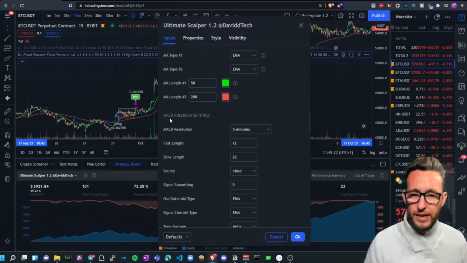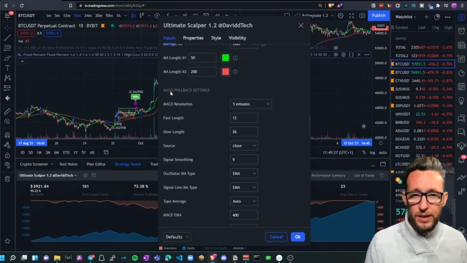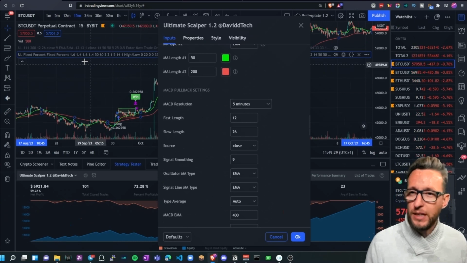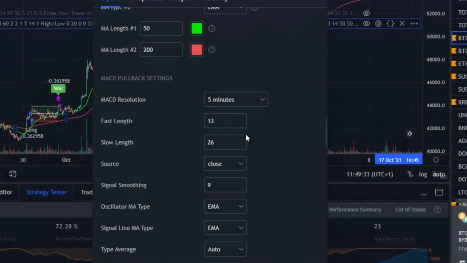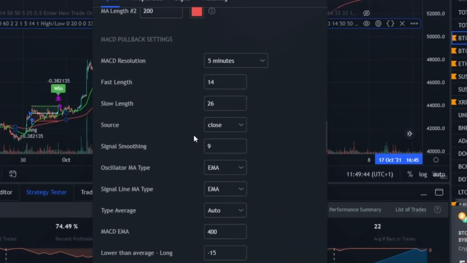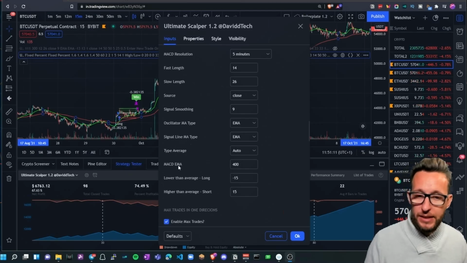Right, this is where the MACD is configured. Now the MACD is obviously looking for pullbacks, so we're going to be on the 5 minute instead of the 15 minute. Everything is default. You can actually play with the settings here and it will show you different configurations. If you take this up, I know that it'll give you better win rates and fewer trades. Okay, so if I keep going down here, we're using the MACD EMA.